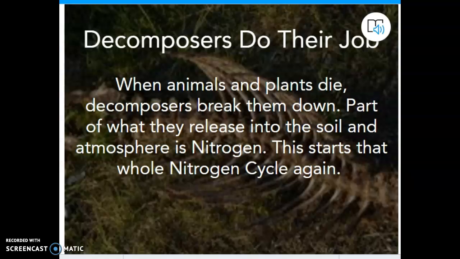Eventually, like that bear, that deer, they die. And when things die, we've already talked about this, plants or animals, decomposers break them down. Part of what they're releasing, when I say they're making good soil, part of what they're breaking down and releasing from the dead things is the nitrogen that's stored inside of them. The nitrogen's back in the soil, and that kind of starts it all over again.